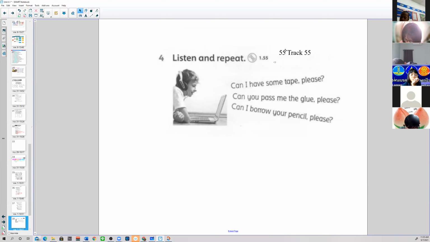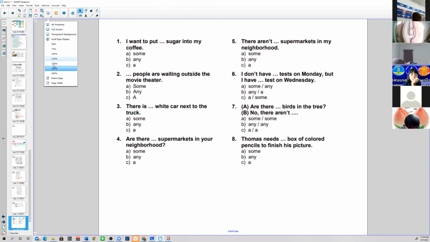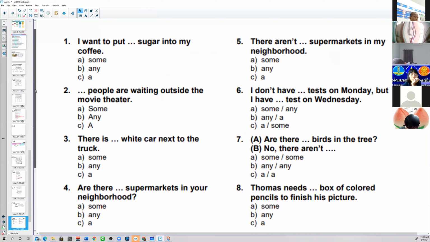Now let's listen and repeat. Listening 1.55. Listen and repeat. Can I have some tape, please? Can you pass me the glue, please? Good. Can I borrow your pencil, please? Good. Okay.